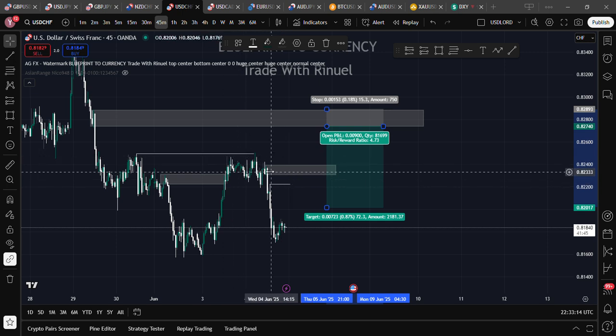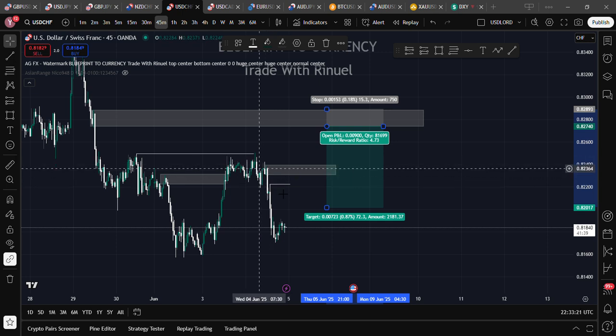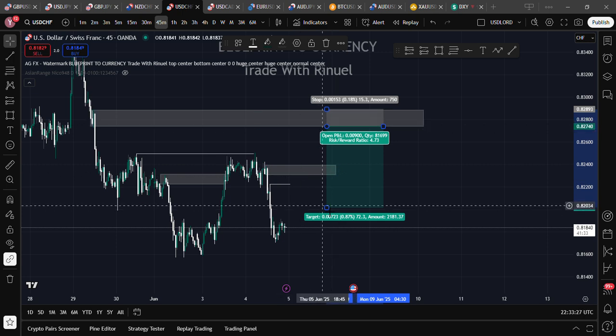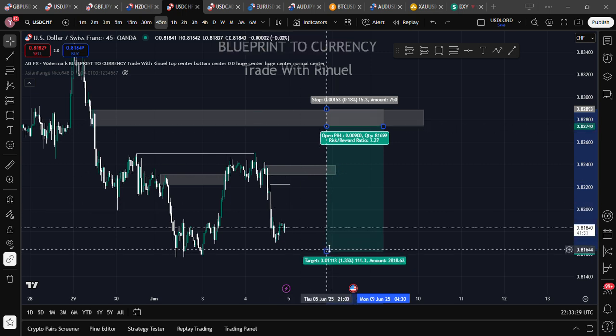So price is going to clear out this dumb money. This is not smart money. Price is going to clear it out because a lot of smart money traders will be expecting to take a trade from here. So price is going to clear this out, tap into this zone before pulling back here on USDCHF.